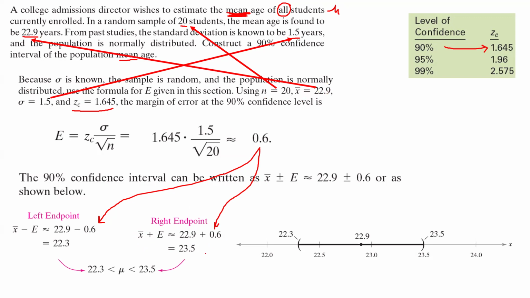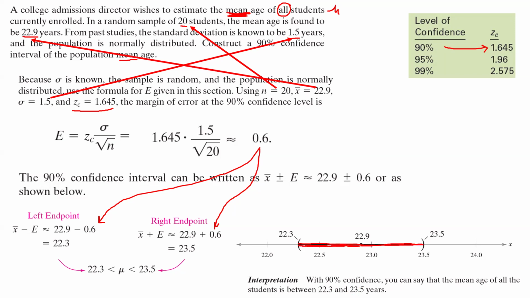So with 90% confidence, you can say that the average age of all students currently enrolled is in between 22.3 years and 23.5 years. So again, your population mean can take any value in between these two numbers. We are 90% confident about that. We don't know what is the exact value, but it gives us a nice approximation. We know that the smallest value is 22.3 years and the maximum age is 23.5 years.